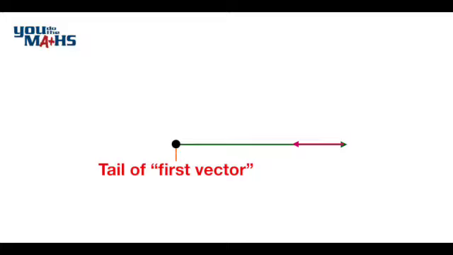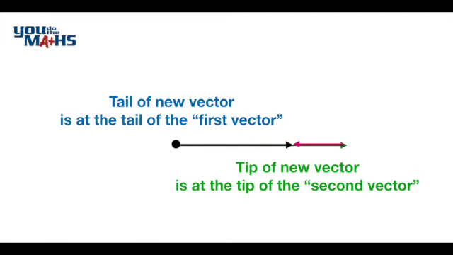So we can see that here in this diagram. There's the tail of the first vector, and this becomes the tail of the resultant vector, and the tip of the second vector is the tip or arrowhead of the new resultant vector. Let's have a look at another case now where the vectors are not parallel.